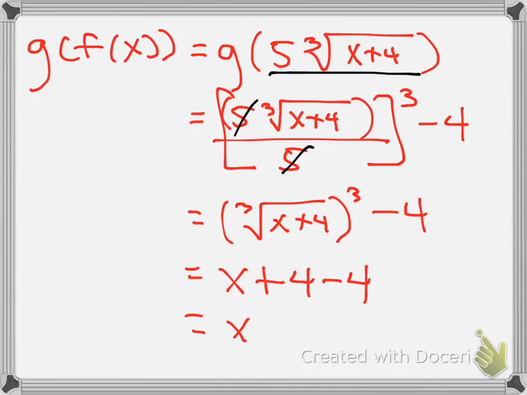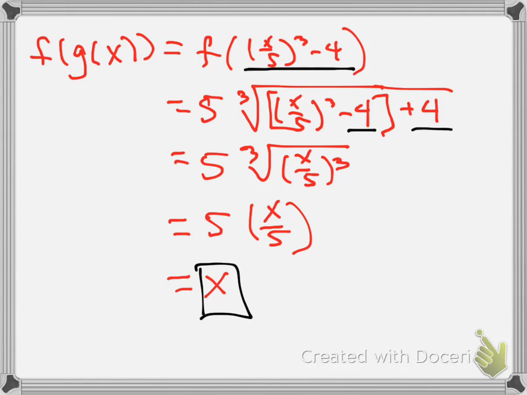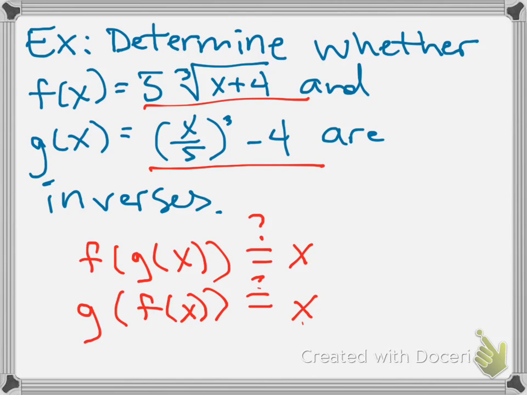So that means that because g of f of x equaled x, that was the result that we wanted here, and f of g of x equaled x, that proves to us that our original functions f and g are in fact inverses of each other.